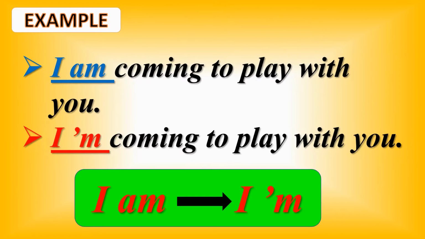Now let's look at the following examples given below. First, I am coming to play with you. This is a simple sentence. Now we will write the same sentence using a contraction. That is, I'm coming to play with you. Here, I am is written in a short form, that is, I and apostrophe m.